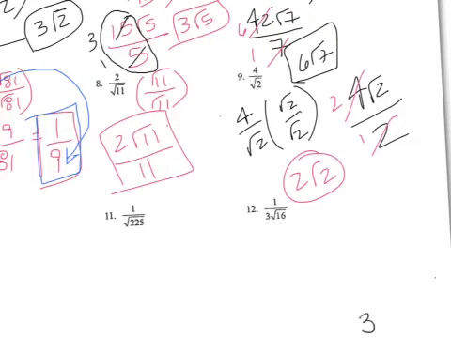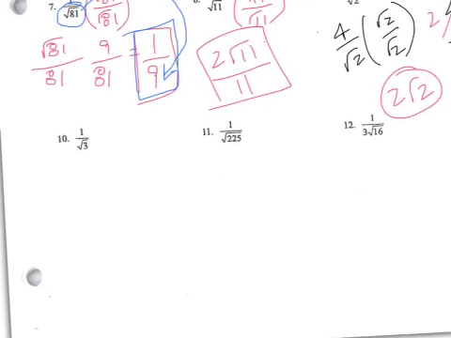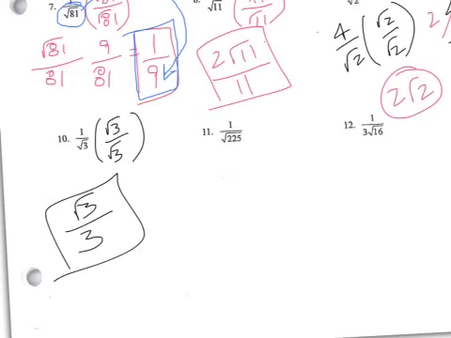Okay, just 3 more questions. So now, if I look at number 10, I multiply the top and the bottom by root 3 over root 3, and I wind up with root 3 over plain 3. Nothing can be simplified. I am not allowed to cross out the 3's because one of them is in a radical and the other one is not. So I'm finished.